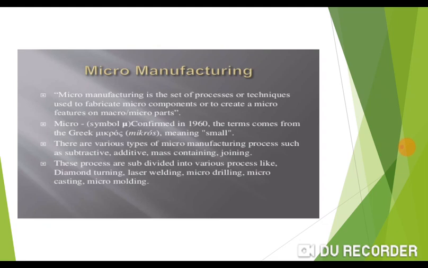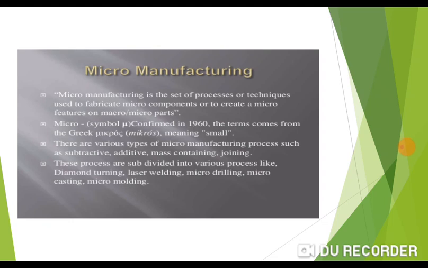Macro manufacturing, we have seen on the lathe machine during the turning operation or different types of milling operations, where we give the feed rate, and that feed rate we take in millimeters. So this can be an example of macro manufacturing.